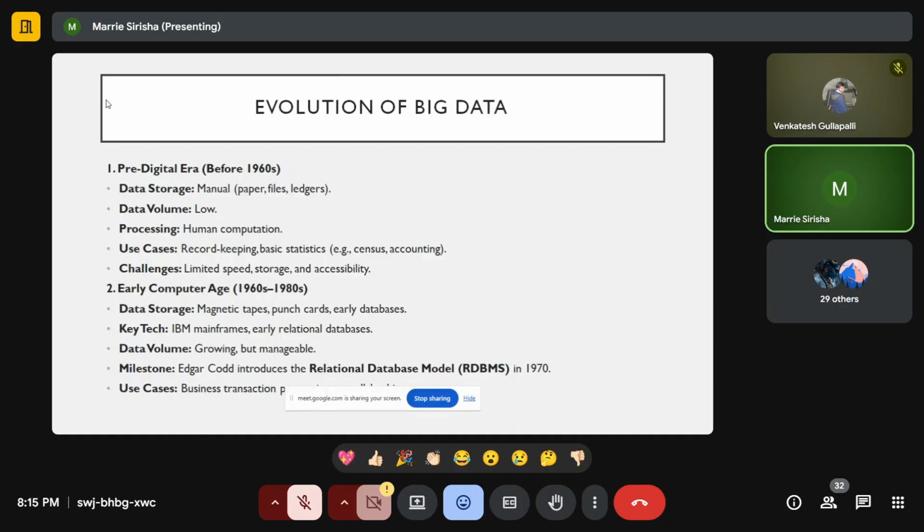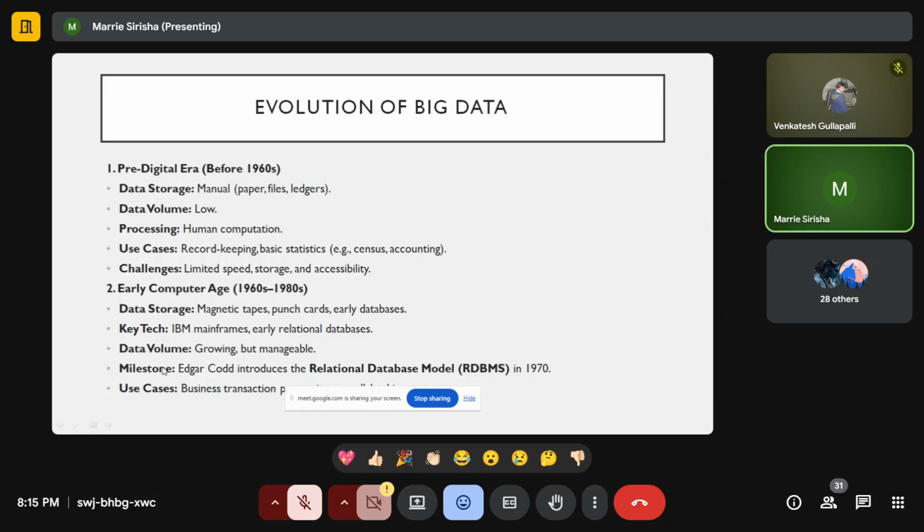Next, how was the data? Growing but manageable. Somewhat we are limiting to, we are just managing. అంటే దాన్ని కంప్లీట్ గా మనం హ్యాండిల్ చేస్తున్నామని చెప్పలేము. ఇట్ ఈస్ కైండ్ ఆఫ్ మేనేజ్ చేస్తున్నాం అంతే. అండ్ మైల్ స్టోన్, హూ వాస్ ఇంట్రడ్యూస్ ద RDBMS? Edgar Codd. He introduced the concept of RDBMS in 1970. So this was the milestone in that year.